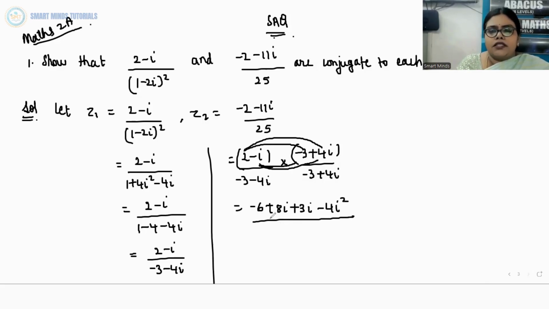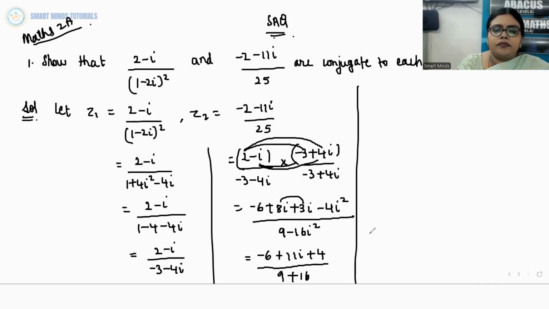The denominator is in the form (a − b) into (a + b), so that is a square minus b square. Now the numerator is minus 6. What is 8i plus 3i? It is 11i. Then what is i square? i square is minus 1, so minus 4i square becomes plus 4. The denominator is 9 minus 16i square, and i square is minus 1, so minus into minus becomes plus 16. Now that is (−2 + 11i) by 25.